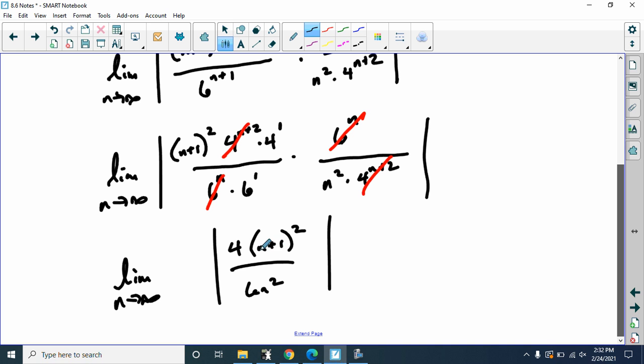If we were to expand this, the highest power of n on the top would be 2, and the highest power of n on the bottom is 2. So we divide the leading coefficients. This would be 4n squared over 6n squared, 2/3, which is less than 1, converges.